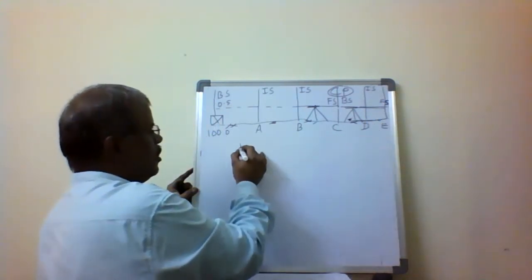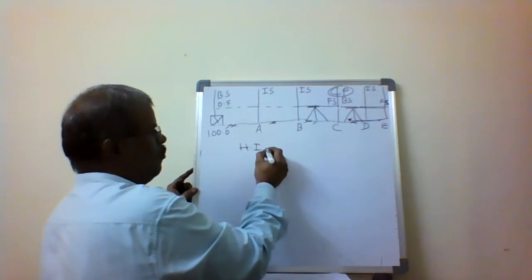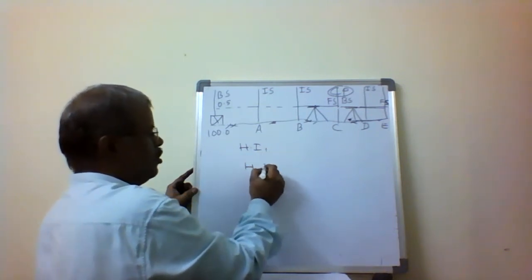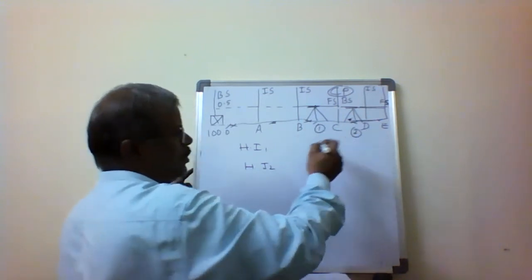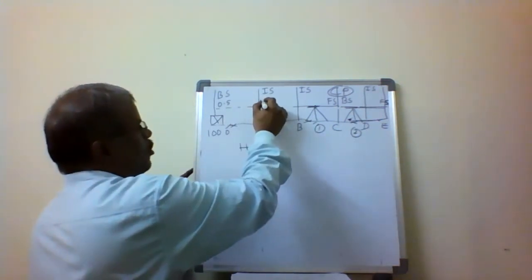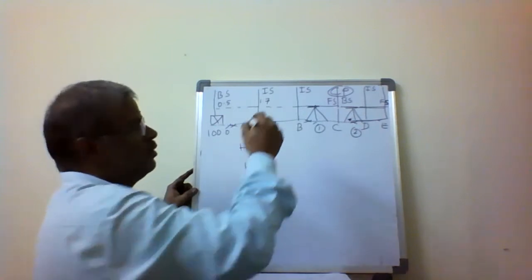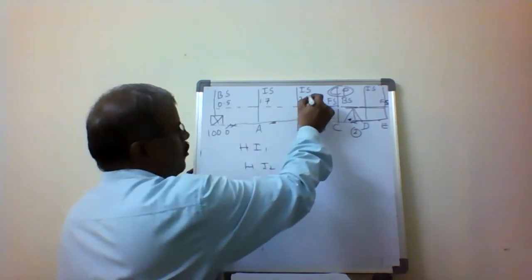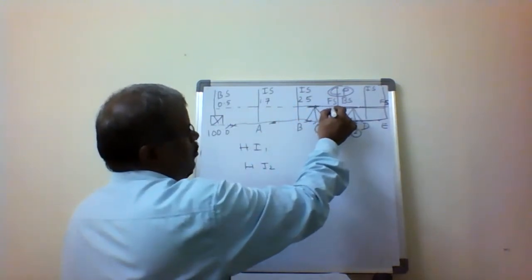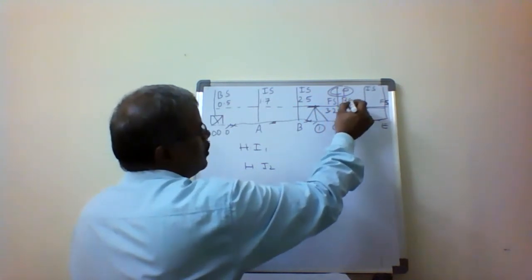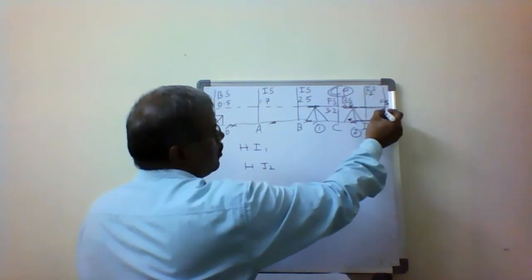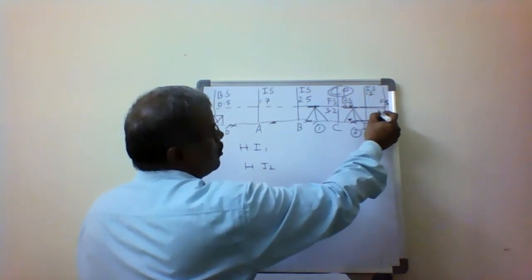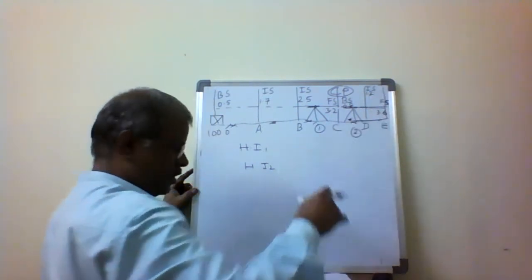Here we have height of the instrument 1 for the first position and height of the instrument 2 for the second position. For the backside 0.5, the next readings I am taking as 1.7, 2.5, 3.2, 0.8, 1.2 and 3.6. These are the readings.